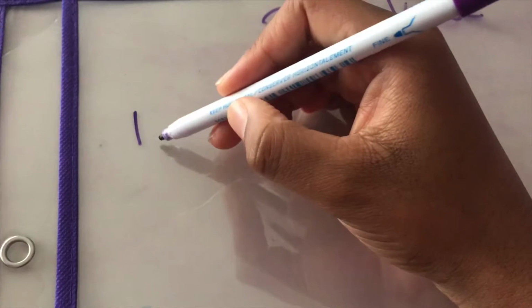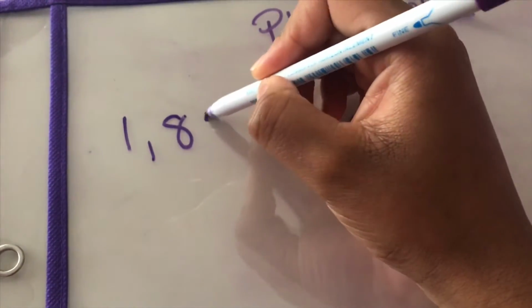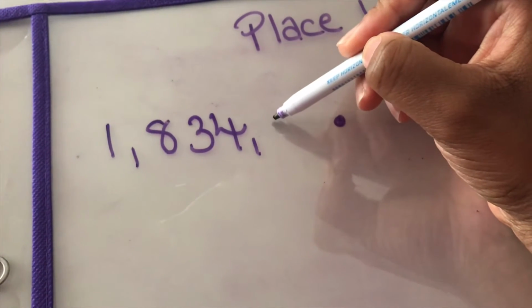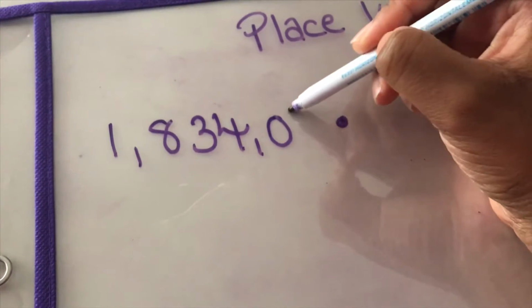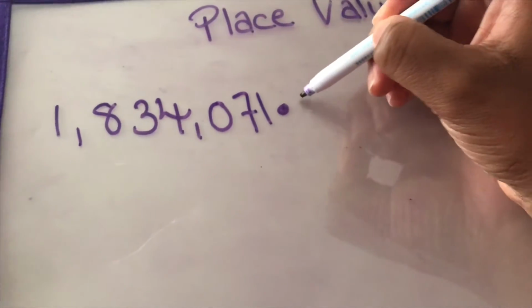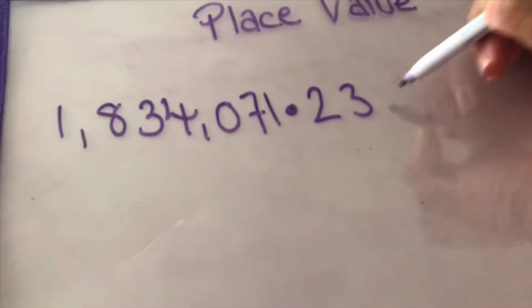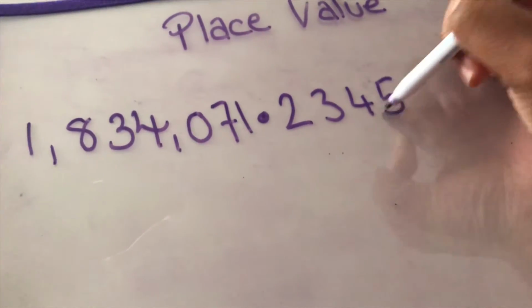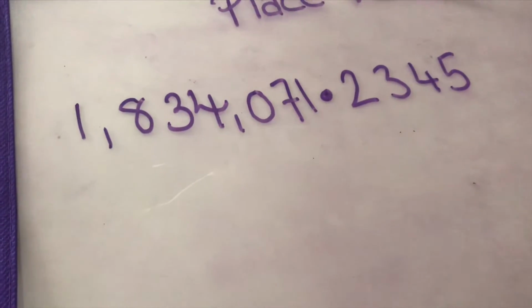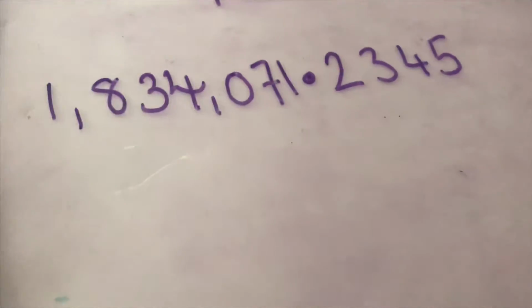So I'm gonna come up with a number. I'm gonna choose a very big number. Hopefully this thing will focus good. Okay, 1,834,071. Okay, and then on this side I'm gonna put 2, 3, 5. Okay, 1,834,071.2345.